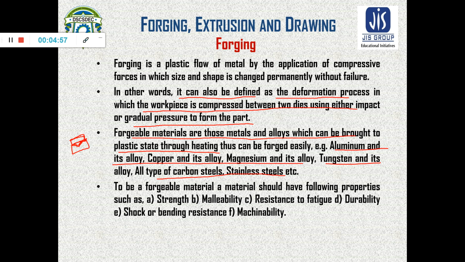These are the materials which can be easily forged. To be a forgeable material, what are the primary requirements? The material should have enough strength. Secondly, it should have enough malleability. Malleability is the property of a material by virtue of which it can be formed into a sheet.